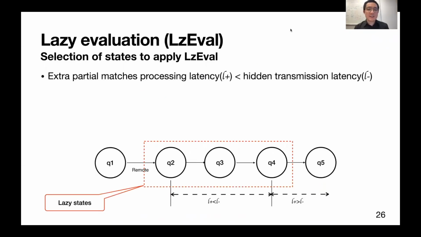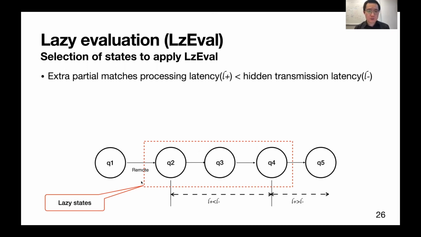Now we look at lazy evaluation. As explained before, there is a trade-off between generating extra partial matches and the fraction of hidden transmission latency. To balance this trade-off, we need to select certain states to apply lazy evaluation. To this end, we look at the following execution model. And here, the state transition from Q1 to Q2 needs remote data, and we select the states Q2, Q3, and Q4 as lazy states to apply lazy evaluation.